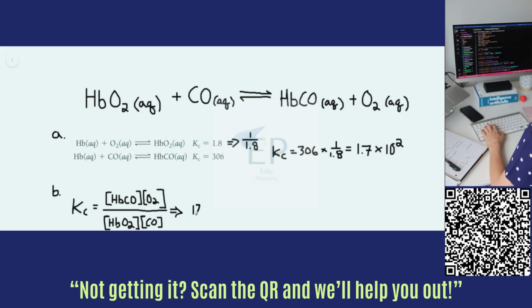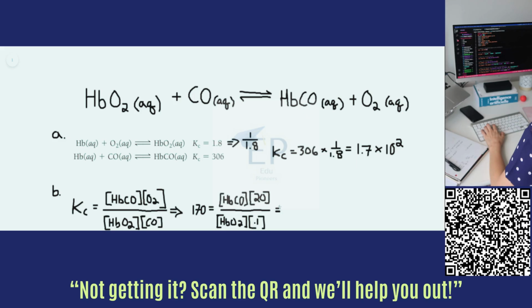We said the equilibrium constant is 170. That equals the concentration of HbCO times the concentration of oxygen, and I'm just going to leave the percents as whole numbers, as long as everything is kept in terms of percents. O2 is 20%, so I'm just going to write 20 here. And then on the bottom, we have HbO2, and the concentration of carbon monoxide was 0.1%, so I just put 0.1.